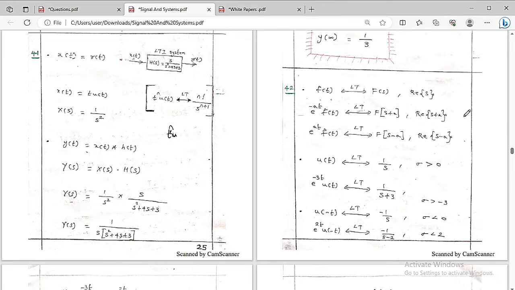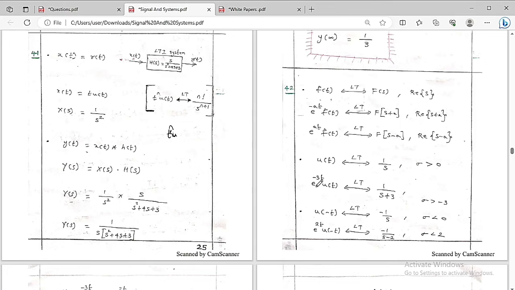So listen carefully. For u of t, what is our Laplace transform? I have already told you. For u of t, the Laplace transform is 1 by s with an ROC sigma greater than 0, because u of t is a right-sided signal. So the ROC is always on the right side, which is sigma greater than 0 here.